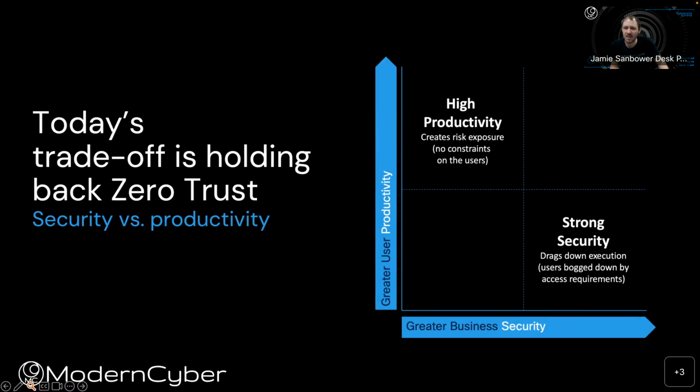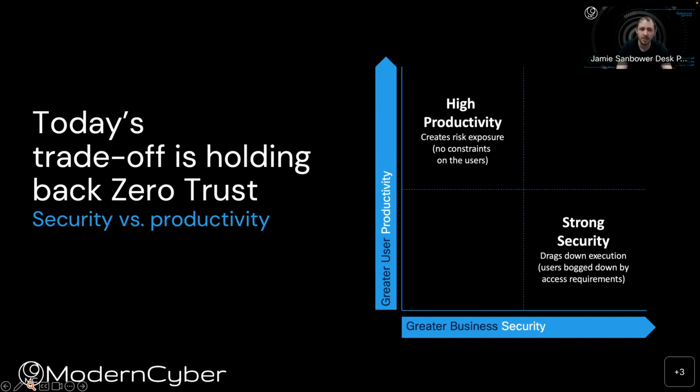One of the biggest things that we found over the years is that there's a big trade-off that organizations have to face. They start with this challenge of comparing productivity with security. One of the challenges that you run into is that high productivity typically creates some level of risk exposure. There are no constraints on the users, networks, or applications. And then strong security, a lot of times, will end up bogging down the end user experience.